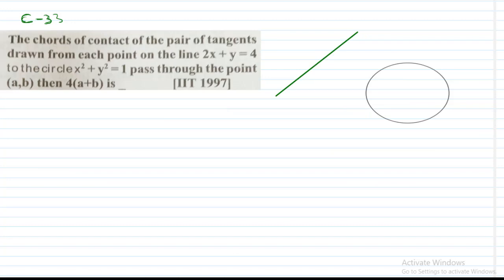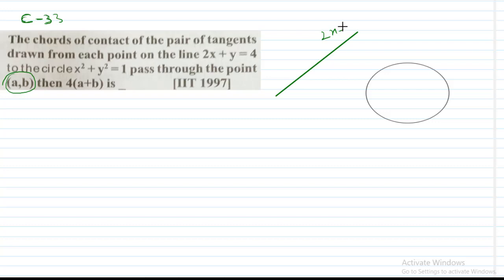Okay students, our 33rd problem. The chords of contact of the pair of tangents drawn from each point on the line 2x plus y equal to 4 to the circle x square plus y square equal to 1 pass through the point a comma b. Then we want to find the value of 4 times a plus b. First of all, you want to find the values of a and b. So what is the meaning of the problem?